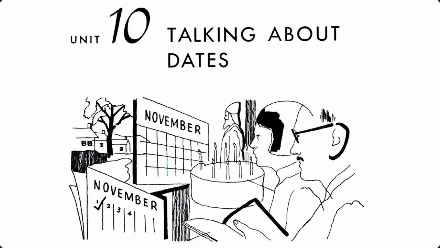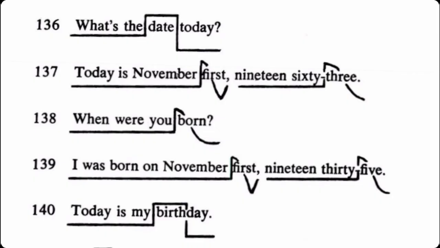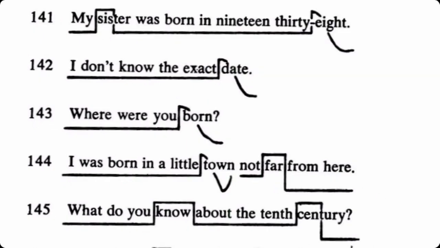Talking about dates. What's the date today? Today is November 1st, 1963. When were you born? I was born on November 1st, 1935. Today is my birthday. My sister was born in 1938. I don't know the exact date. Where were you born? I was born in a little town not far from here.